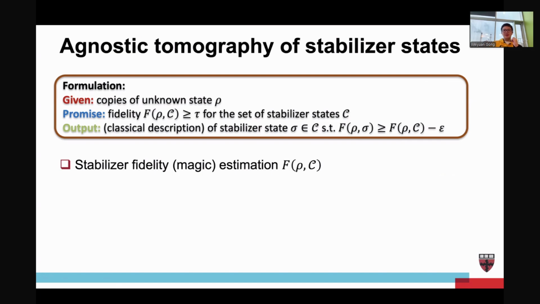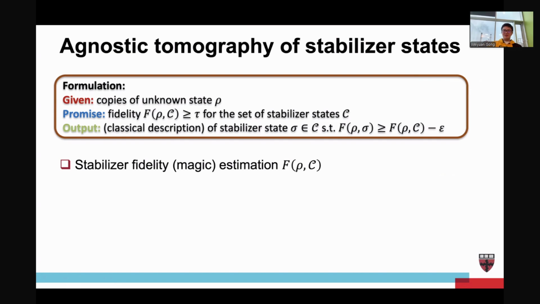Suppose you can solve this agnostic tomography task, then you can roughly estimate tau, which is the stabilizer fidelity. So this algorithm also gives you a stabilizer fidelity estimator, and this is also a magic estimation algorithm.